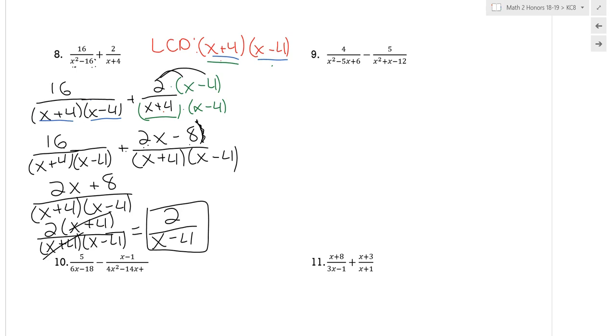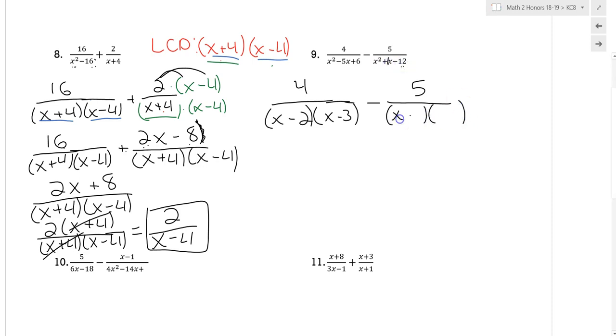Sorry. 4 over x squared minus 5x plus 6 minus 5 over x squared plus x minus 12. Okay. So I have to factor both of these. So I have 4 over what multiplies to positive 6, but adds to negative 5. That's negative 2 and negative 3. Minus, what multiplies to negative 12, but adds to positive 1. That's 4 and negative 3.